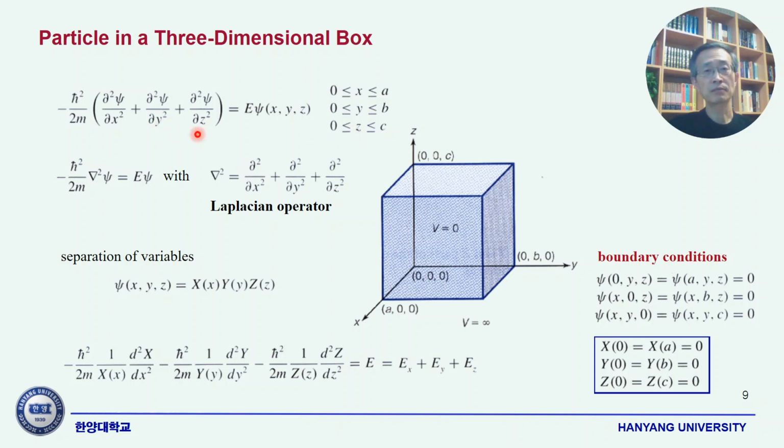Now we have psi, a wave function of three coordinates x, y, and z. Now we have this partial derivative. In order to solve this differential equation, we need to separate the variables. So psi of x, y, z is equal to X(x) times Y(y) times Z(z).